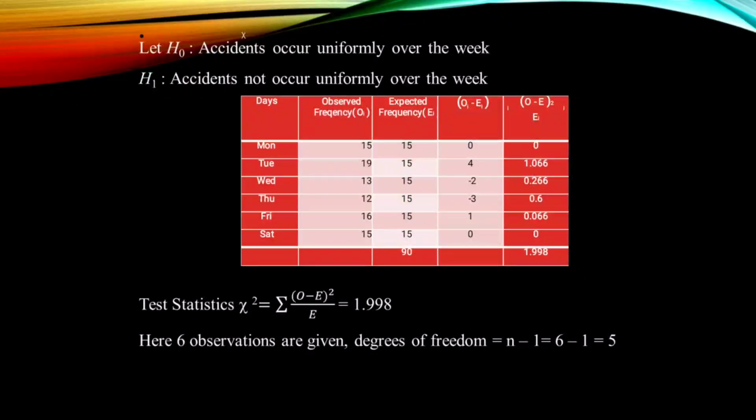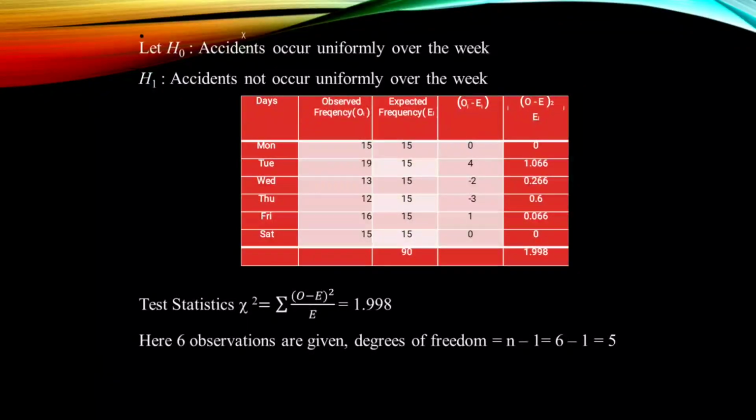So here the observed frequency for the corresponding days are given, and from this the expected frequency is calculated. The expected frequency is the average of all those observed frequencies, which is 15. Next we have to calculate Oi minus Ei and then Oi minus Ei the whole square by E, and we have to find the summation of all those values. So the test statistic chi-square equal to sigma O minus E the whole square by E, which is 1.998.